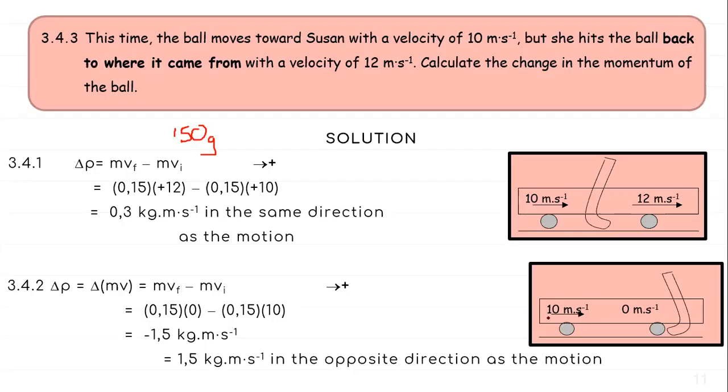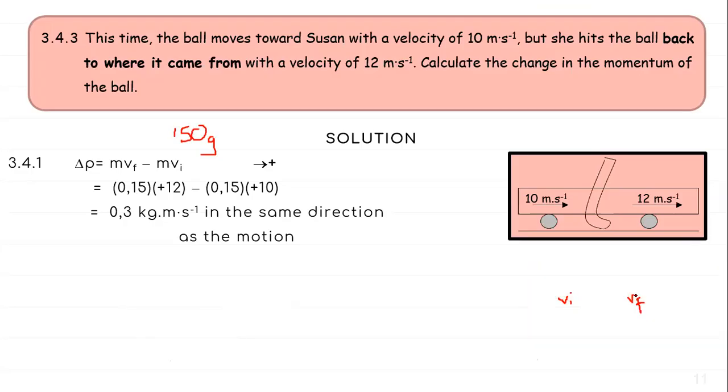So this is essentially what happened when you look at the diagram. It was going towards Susan at 10 meters per second. So that was the initial velocity. And then with the hockey stick, she was able to bring it to rest. So the final velocity is 0 meters per second.